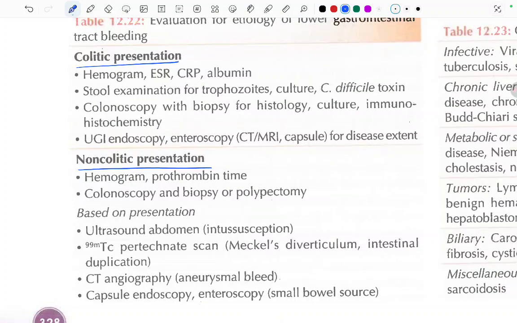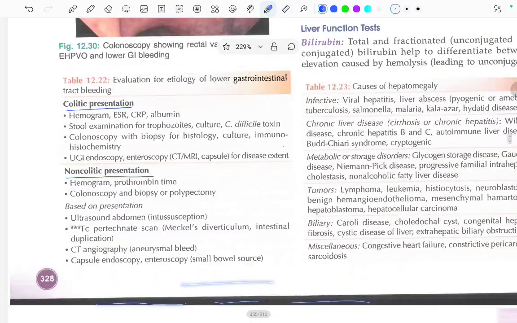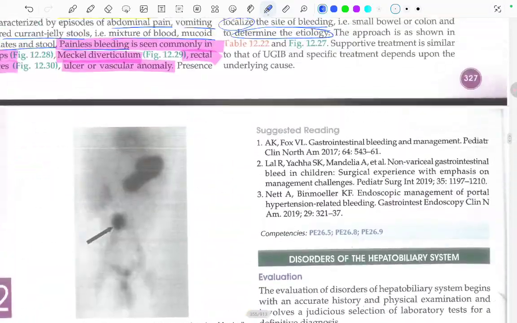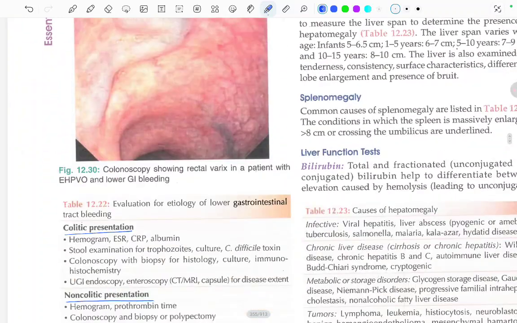And in case of non-colitic presentation, we need to do hemogram, prothrombin time, colonoscopy, and biopsy or polypectomy if any polyps are present based on the presentation. USG abdomen in case of intussusception, technetium pertechnetate scan in case of Meckel's diverticulum and intestinal duplication, CT angiography in case of any aneurysmal bleed, and capsule endoscopy or enteroscopy for a small bowel source. Fine. So this was all about upper and lower GI bleeding. Thank you.